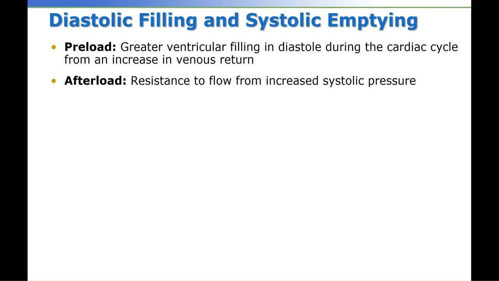So the heart's stroke volume increases in physical activity despite resistance to flow, called afterload. Then the preload, you have an increase in the end diastolic volume that stretches myocardial fibers, which causes a powerful ejection stroke of the heart as the heart contracts.